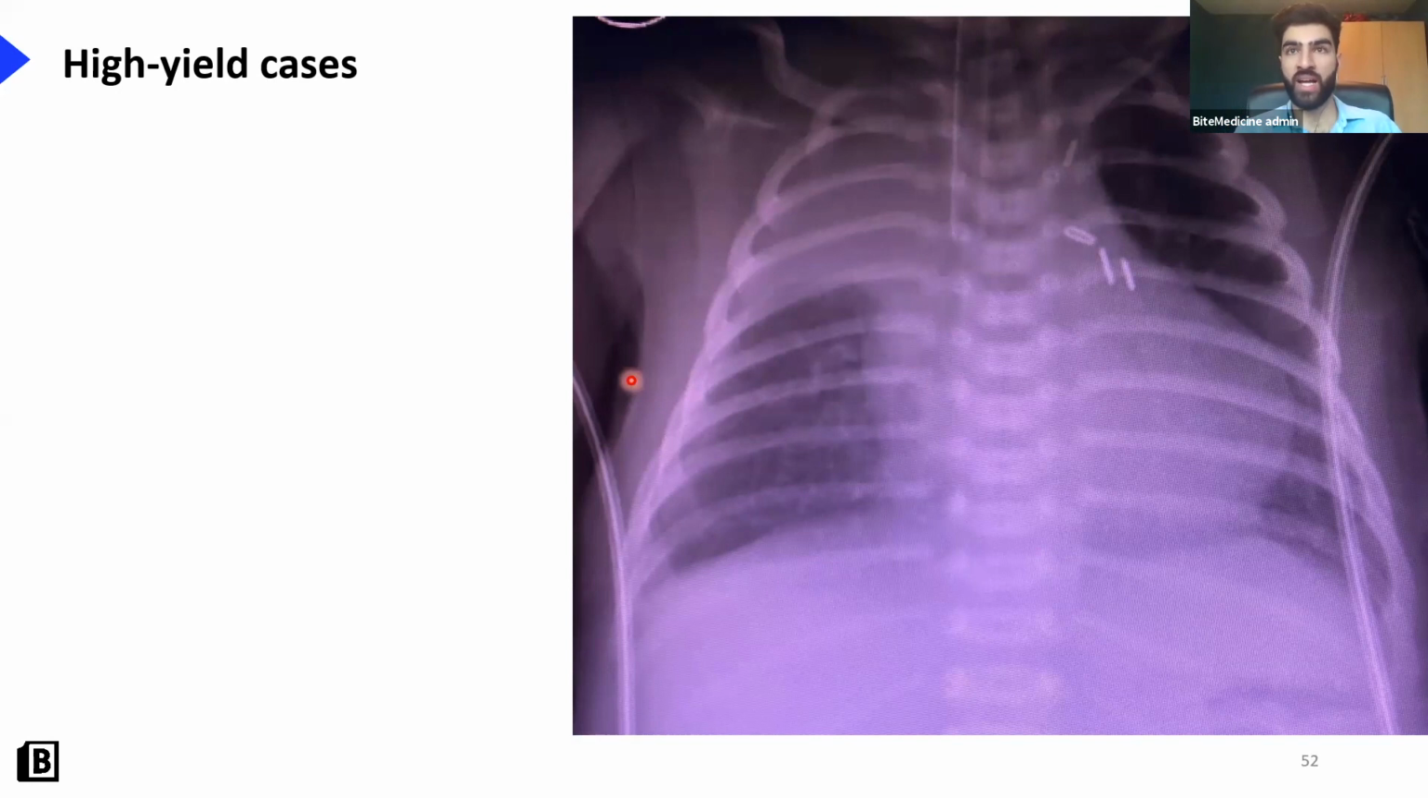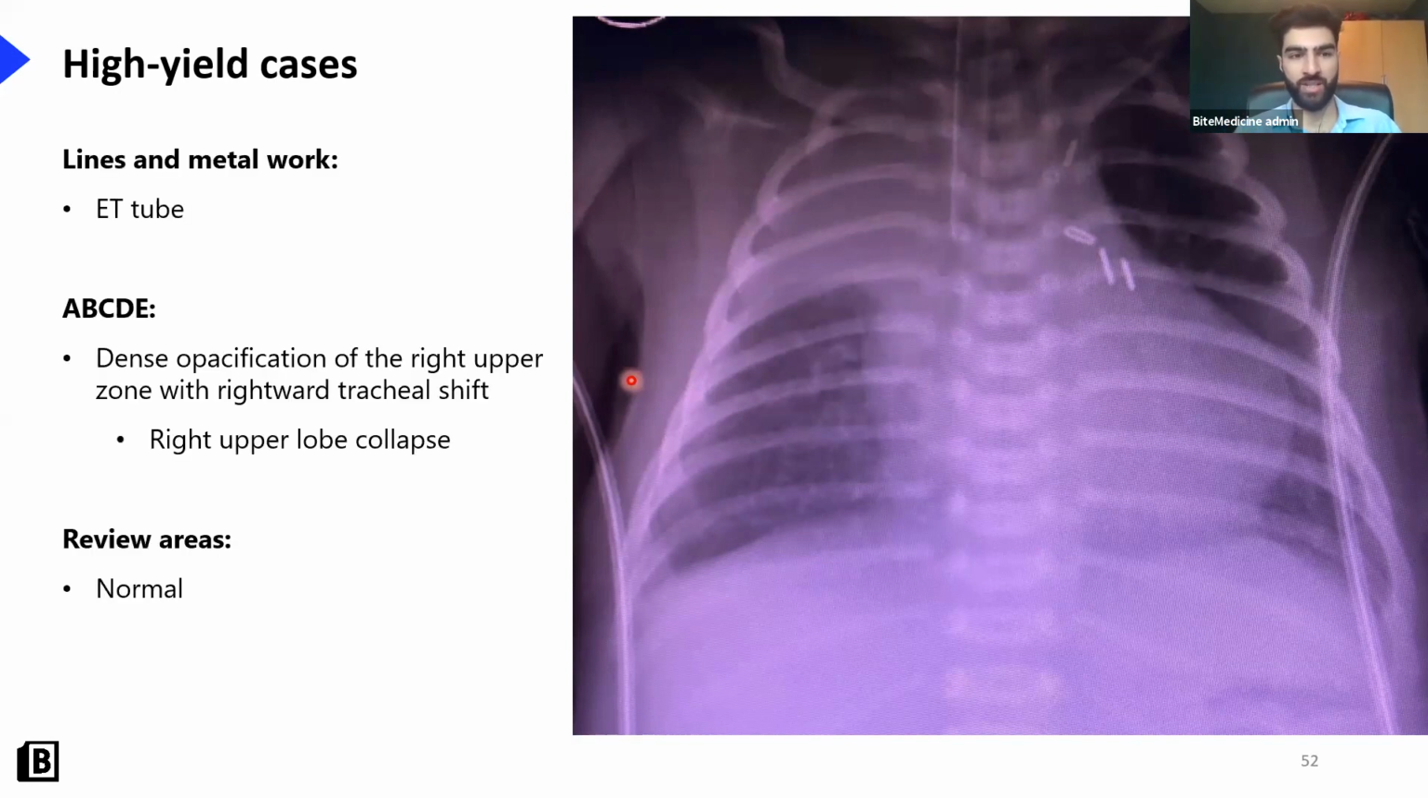Good, right upper lobe collapse. Okay, this isn't consolidation. Remember, look how well defined it is. It's almost got this very well curved, well demarcated border. It's dense, it's very homogeneous. There's no air bronchograms. This is collapse. And this is an endotracheal tube here. This is a neonate, by the way. That's why the X-ray looks a bit weird. Endotracheal tube. Weird opacity in the right upper zone, dense, well demarcated, homogeneous. This is right upper lobe collapse, and there is an ET tube.